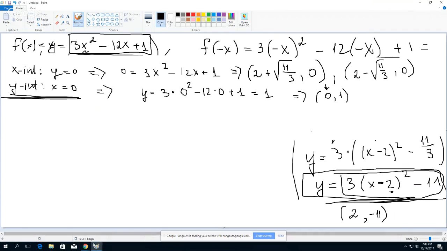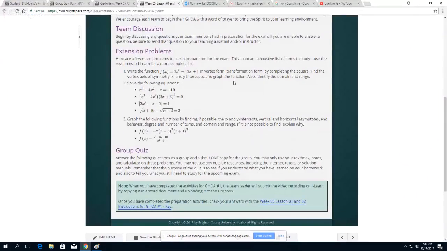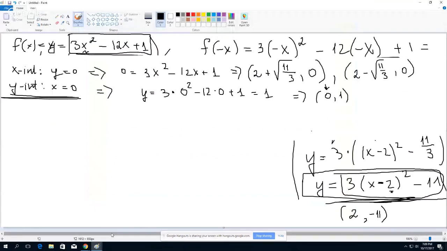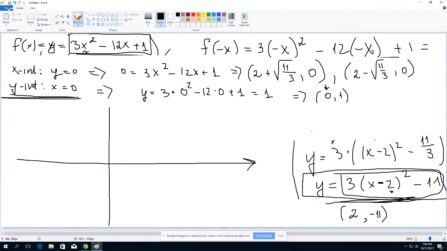Okay, this one we found. And now let's graph the function. The first thing we need to do is plot the x and y intercepts that we found and find the vertex. Let's actually find the point of the vertex first. It would be 2, negative 11.